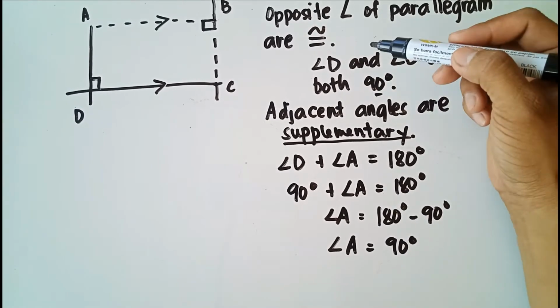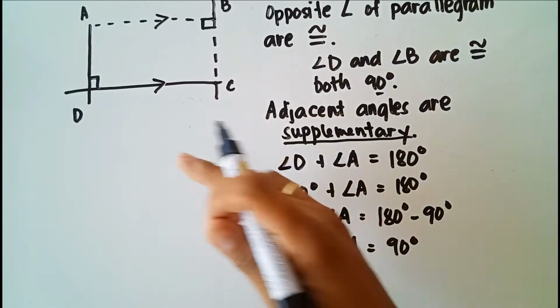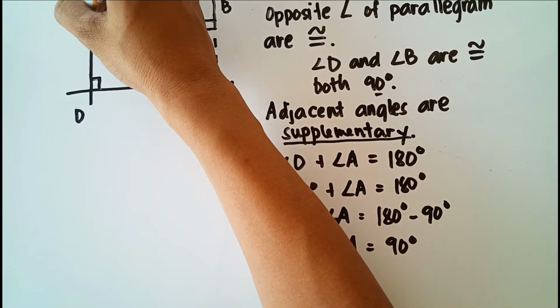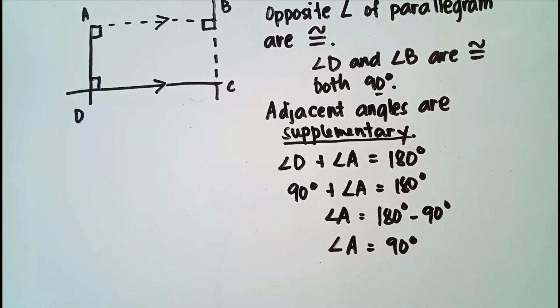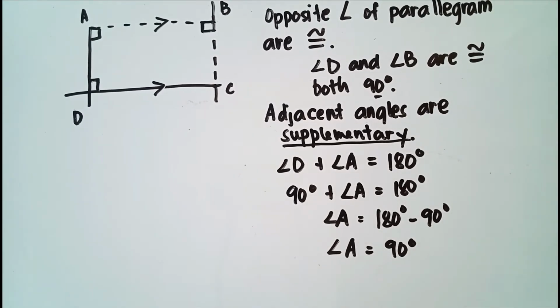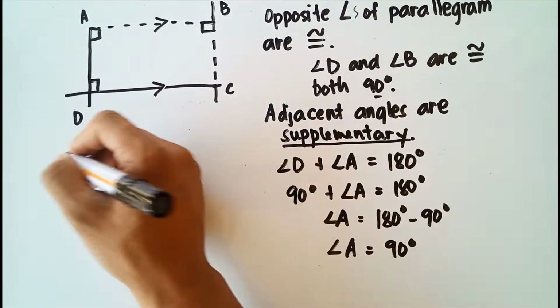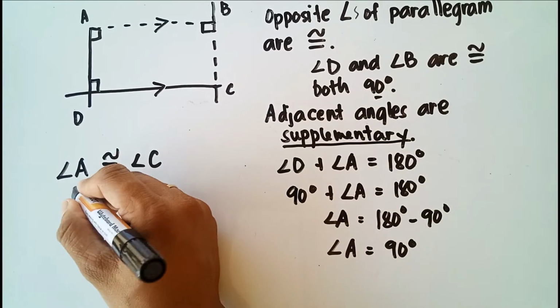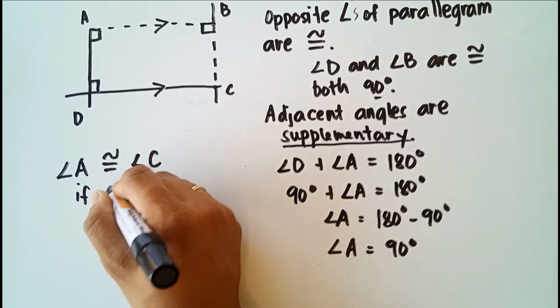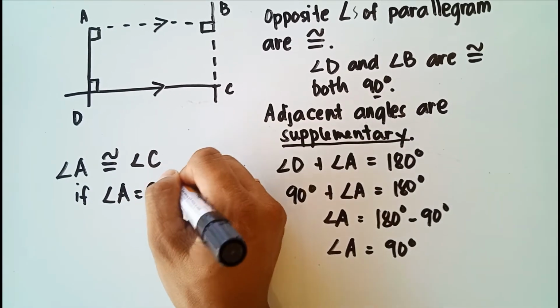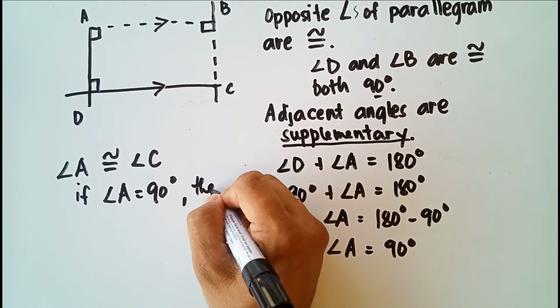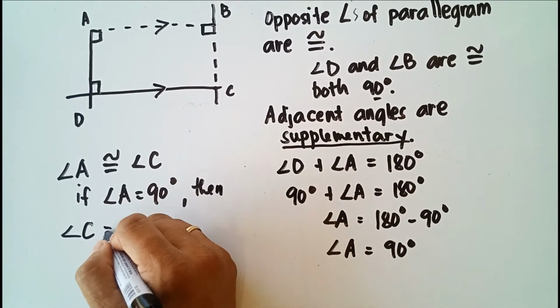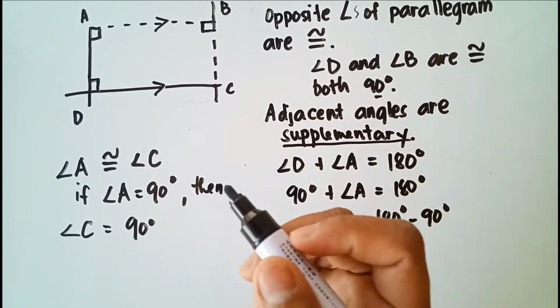So, meron na tayong 90 degrees na D na B. Meron pa rin tayo ditong isa na 90 degrees. Then, also, kanina, opposite angles of parallelograms are congruent. So, meaning, angle A is also congruent to angle C. So, if angle A is equal to 90 degrees, then angle C is also 90 degrees.